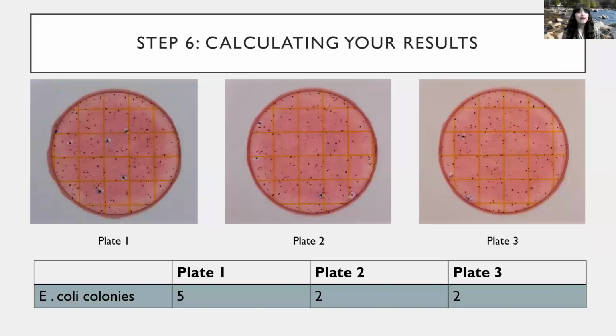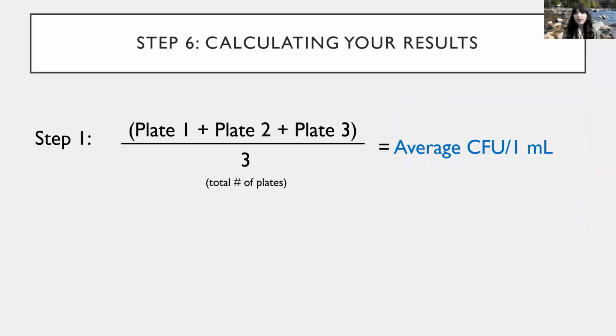coli colonies. Now let's figure out how we calculate our results. So first thing you're going to do is calculate the average number of colony forming units per slide across your 3 slides. Okay, and remember that each slide only holds 1 milliliter of water. So you're gonna add up the counts for all 3 plates.